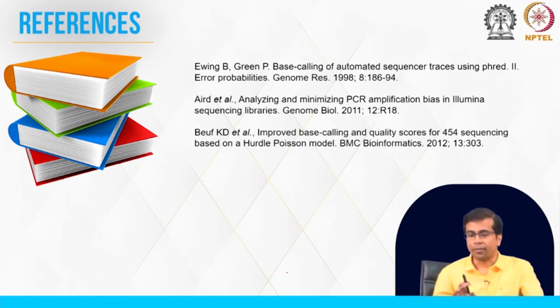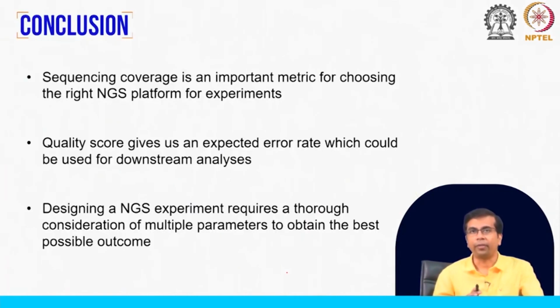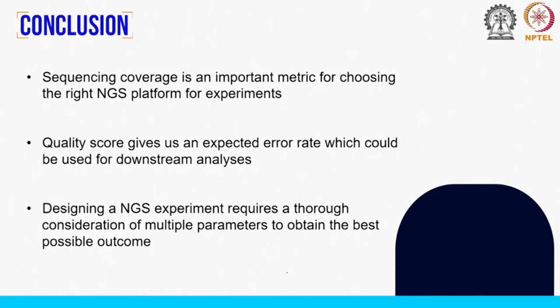So, that concludes our discussion. These are the references that we have used. Just to conclude, we discussed that sequencing coverage is an important metric for choosing the right NGS platform. You can play around with read length, coverage, etc., and decide on the right platform. The quality score gives us an expected error rate which could be used for downstream analysis. We will incorporate these quality scores later on in subsequent classes and see how that is important. And finally, we talked about NGS experiment design.